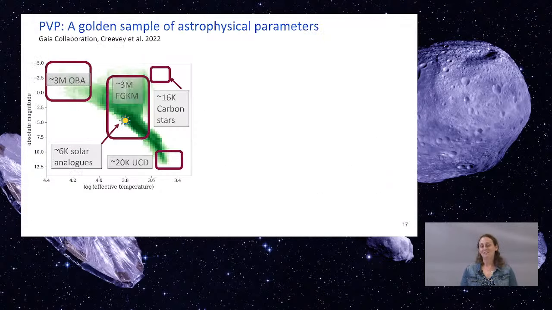Okay, so now I've finished with the description of the parameters. I just want to give you a brief overview of the performance verification papers because it shows how we can use these parameters. The first one is the golden sample of astrophysical parameters, where we focus on specific areas of the HR diagram: the OBA stars, the FGKM stars, the carbon stars, ultra-cool dwarf stars, and 6,000 solar analogs, and we also analyze the spectrophotometric standard stars.